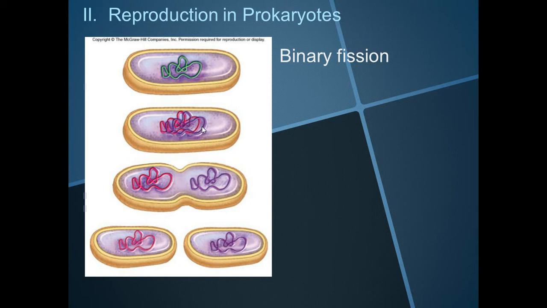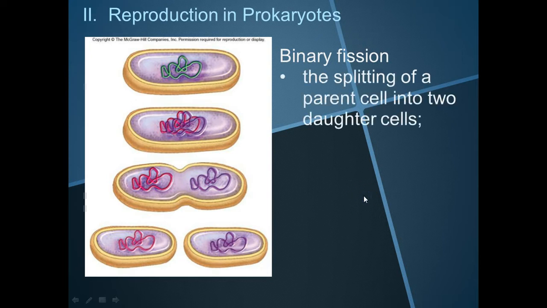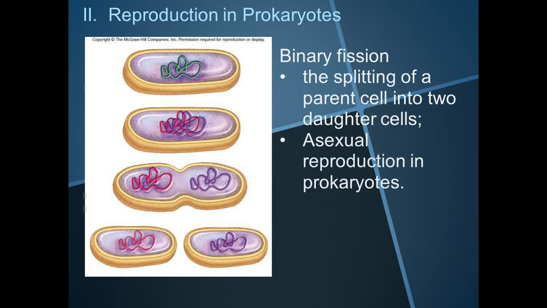It goes through a process of mitosis, it goes through a process of DNA replication. So you have 2 copies of the same DNA, and then the bacteria simply splits. Binary fission is known as the splitting of a parent cell into two daughter cells.